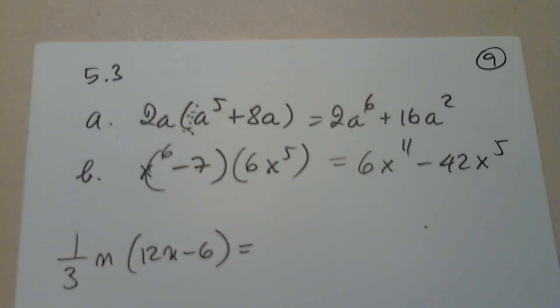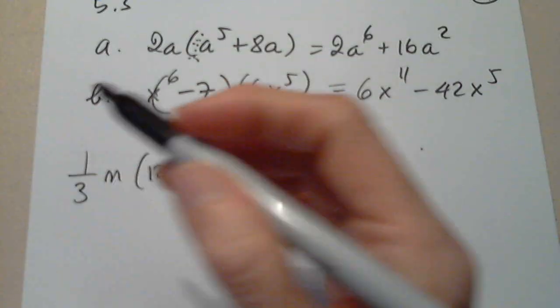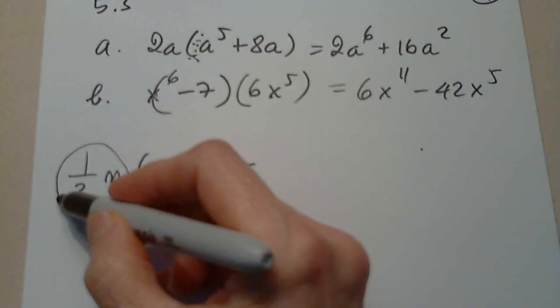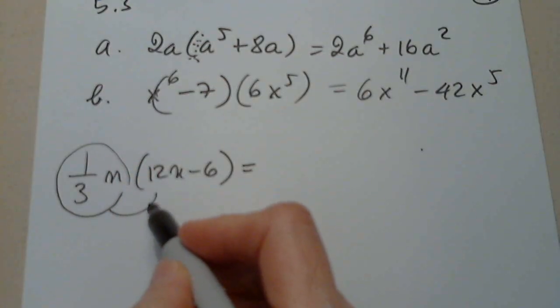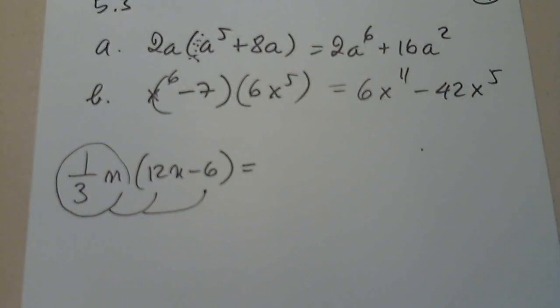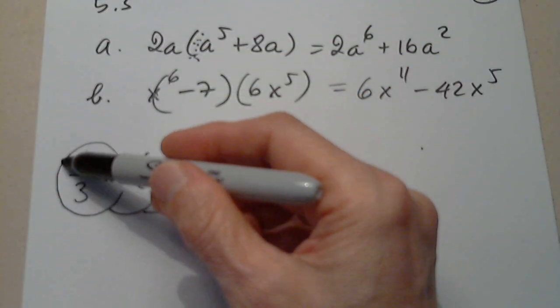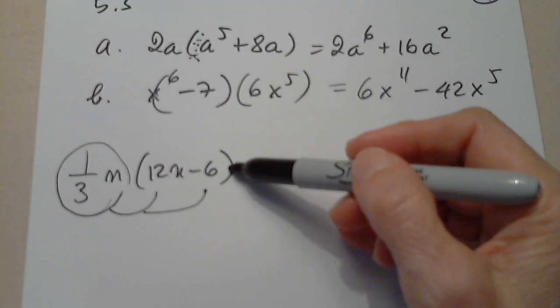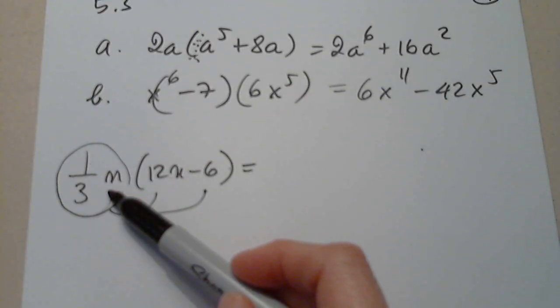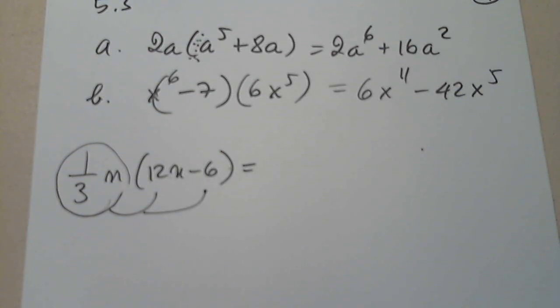Okay, so let's work on this problem. Now, here I have no choice. I have to distribute this quantity to both terms. And like always, please always take care of the signs first. So we have to distribute this monomial to these two terms. So I have 1/3 n times the quantity 12n minus 6.